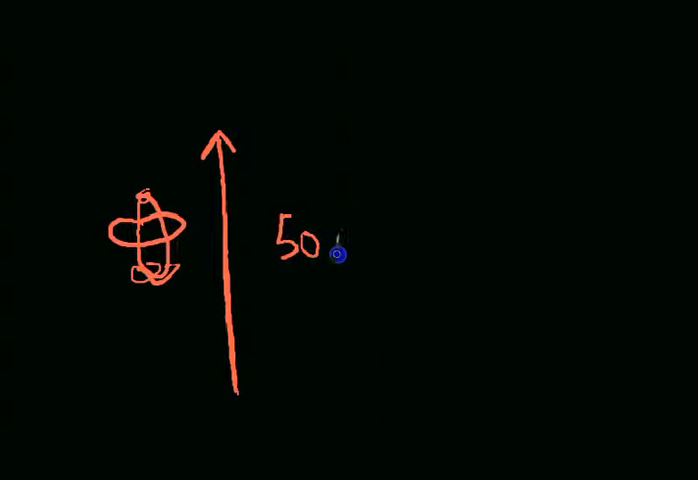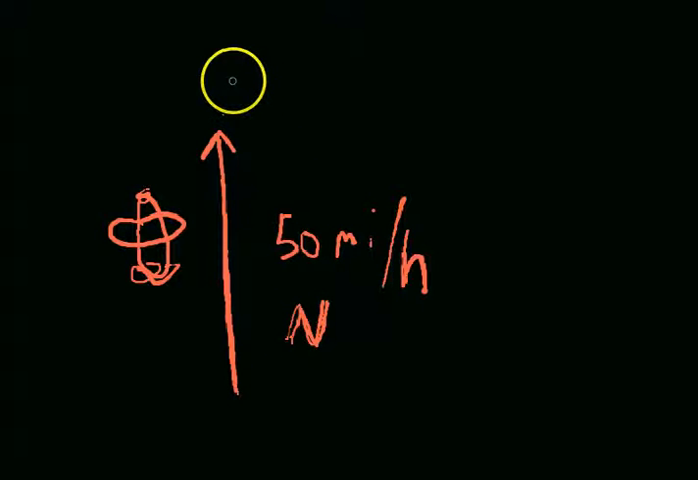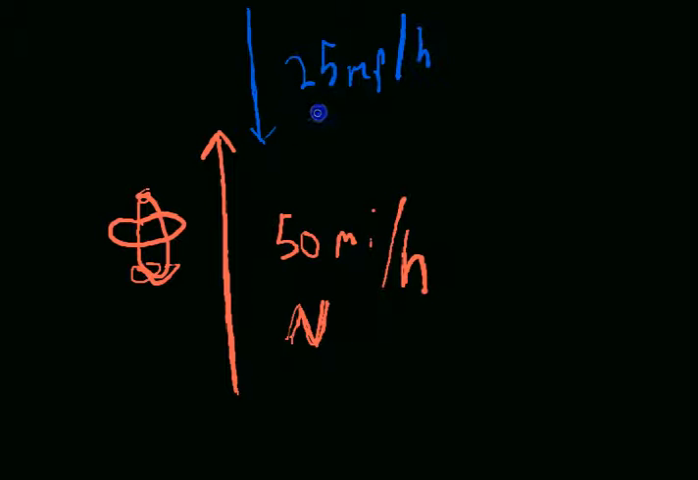This has a speed of 50 miles per hour in the northern direction, right? It's going north. Now let's say it gets a headwind. If you don't know what a headwind is, it's wind that opposes the plane. It goes in the opposite direction, kind of pushing it back. Now let's say we get a vicious headwind of 25 miles per hour in the southern direction. So we have two vector quantities here.